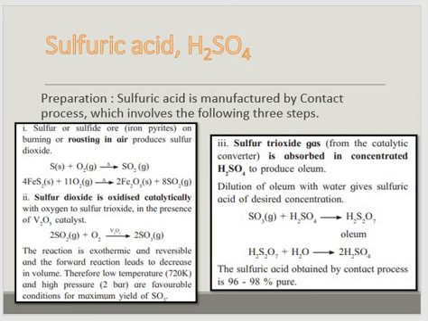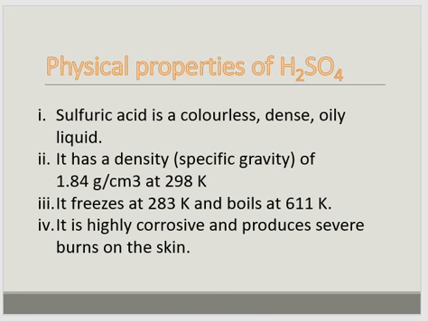And lastly, the third step: sulfur trioxide, obtained by the oxidation of sulfur dioxide, is absorbed in concentrated sulfuric acid to produce oleum. Oleum's chemical formula is H2S2O7, and oleum will be dissolved in water to get sulfuric acid. Sulfuric acid obtained by the contact process is 96 to 98% pure. Now, let's talk about the physical properties of sulfuric acid.